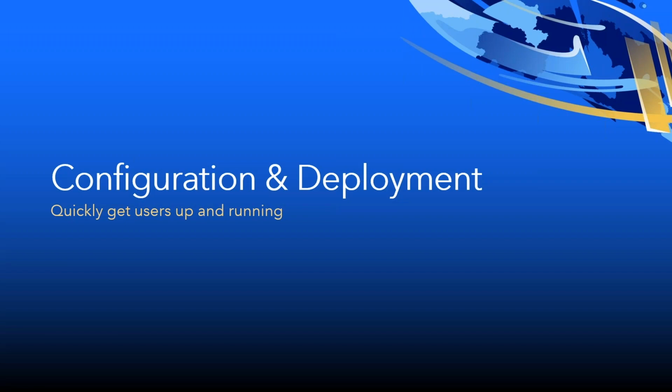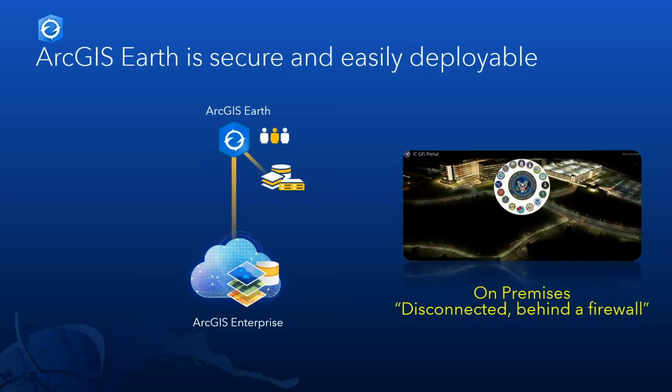So now let's take a quick look at the different types of configuration patterns that we're seeing with ArcGIS Earth today. So one of the largest deployments of ArcGIS Earth stemmed from the need to work securely behind a firewall at many government agencies, both here in the US and around the world. And I can say ArcGIS Earth is secure and easily deployable.